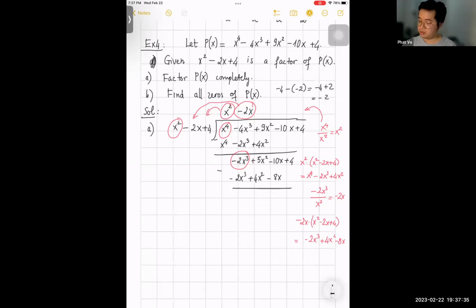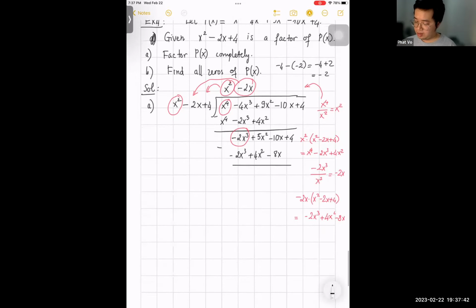Now we need to subtract the whole polynomials. So we have x^2 here, because 5x^2 minus 4x^2 is x^2. Then negative 10x minus of negative 8x. So we need to write here negative 10 minus of negative 8, so it's negative 10 plus 8. It's negative 2. So it's negative 2x here plus 4.